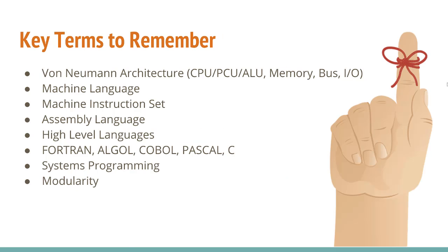So here are some key terms to remember. You should know what von Neumann architecture is and the different components. You should know what a machine language is. You should know what a machine instruction set is, an assembly language, high-level languages. Languages like Fortran, Algol, COBOL, Pascal, and C, you should know, well, what are they for? What were their roles? You should know what systems programming generally is, and you should understand the concept of modularity.